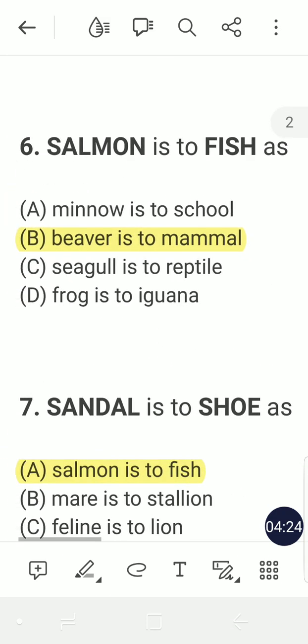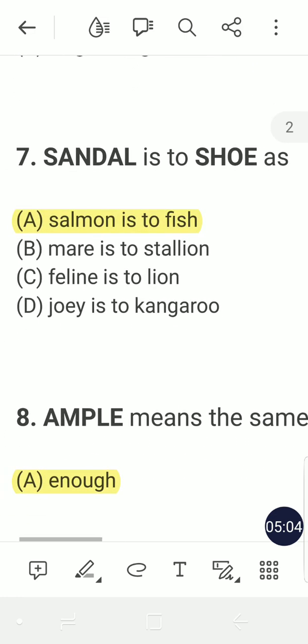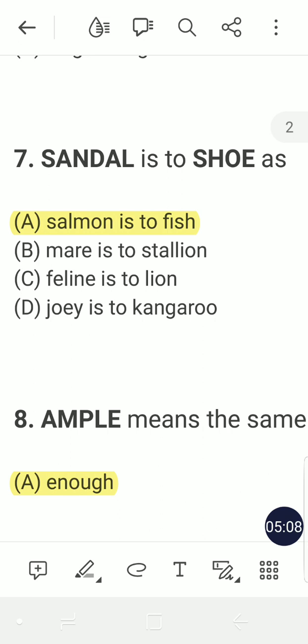Now, this is question number six. Salmon is to fish as beaver is to animal. So this question is a type of, a kind of. So a salmon is a type of, a kind of fish. So same thing here, the answer is a beaver is a type of, a kind of mammal. So therefore the answer is B. Number seven, sandal is to shoe as salmon is to fish. So this is exactly similar to question number six. A sandal is a type of, a kind of shoe, the same as salmon is a type of, a kind of fish.